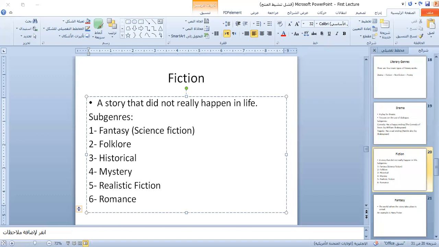What is nonfiction? Nonfiction, like we mentioned, is academic, scientific, it gives you truths like biographies, autobiographies, telling a real story, periodicals like magazines, newspapers, or references like dictionaries and Wikipedia.